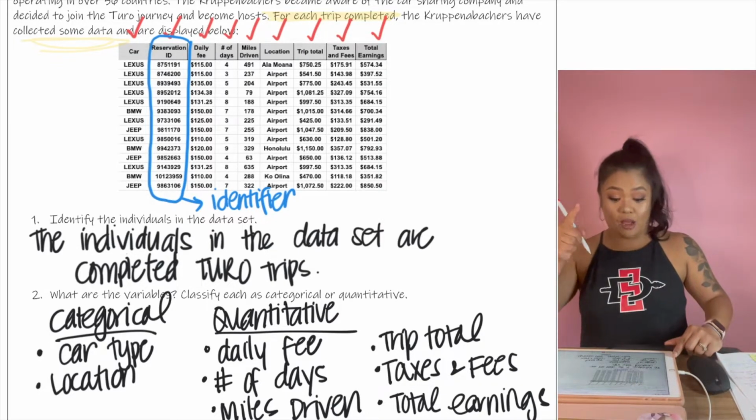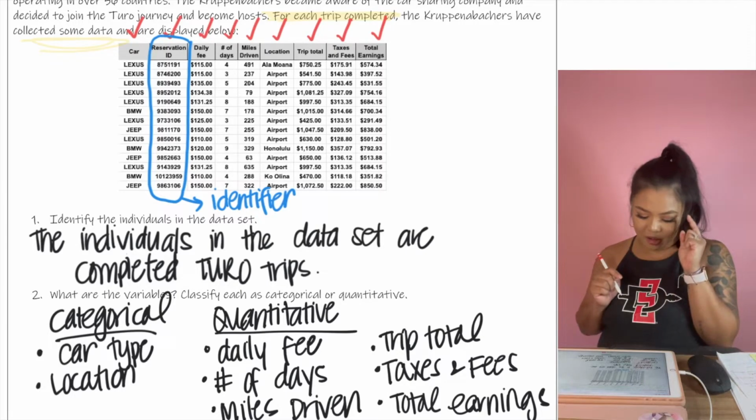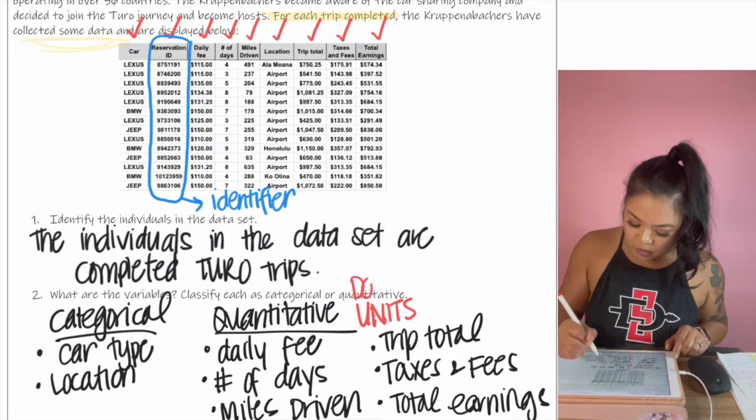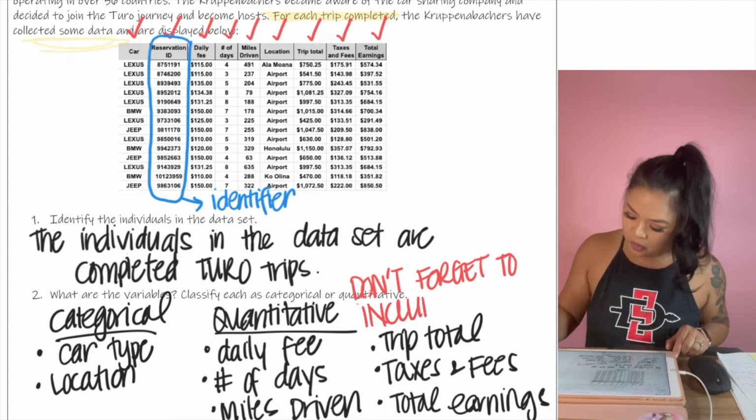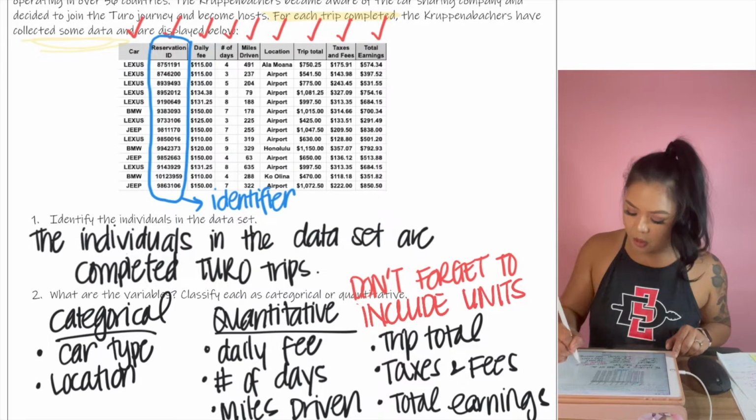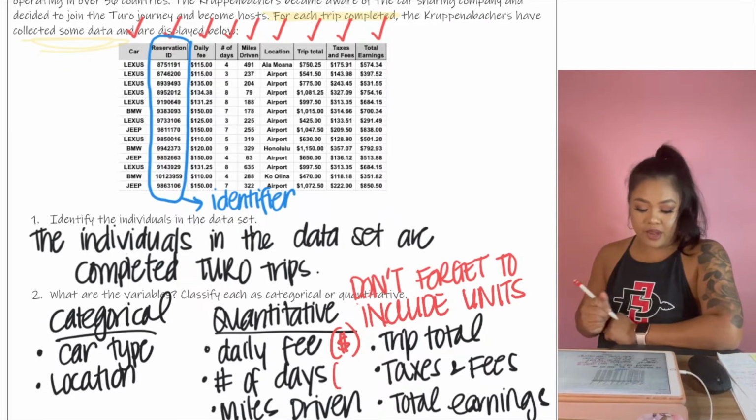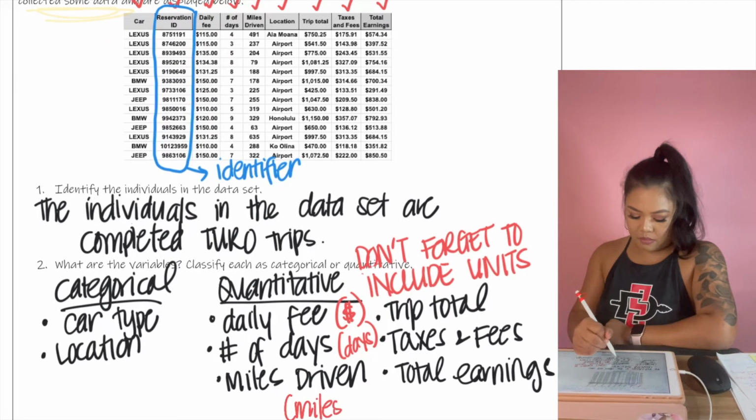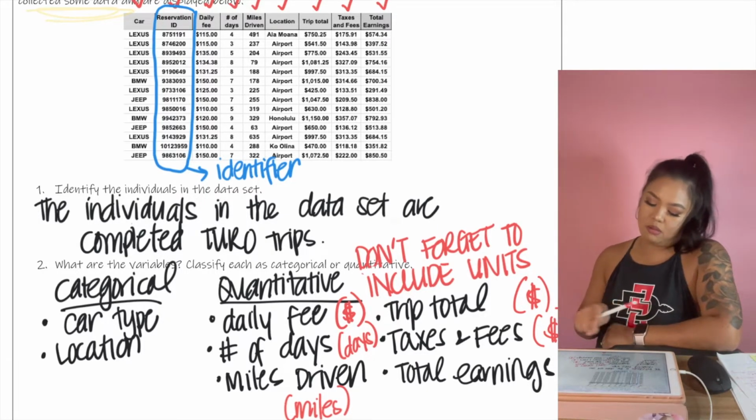Also, I am going to point out that when you list the categorical or quantitative variables, I remember in my class, I made the kids put units on your quantitative. So don't forget to put your units. So I'm gonna write right here, don't forget to include units. Okay, so I'm gonna go back and go through all the units for this. So daily fee, right? That's in money. That's the unit. Number of days. That's days. Miles driven. That is miles. Trip total, taxes and fees. Those are all dollars, right? Those are all measured in dollars. Sometimes you want to know feet, centimeters, inches, all that stuff. You want to put all those units there, okay?